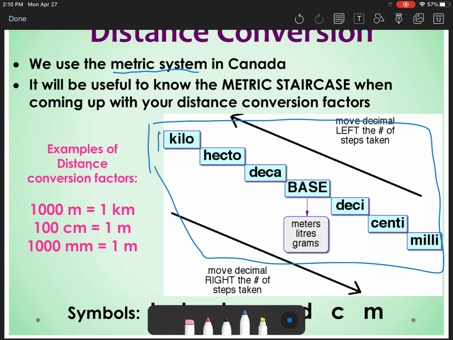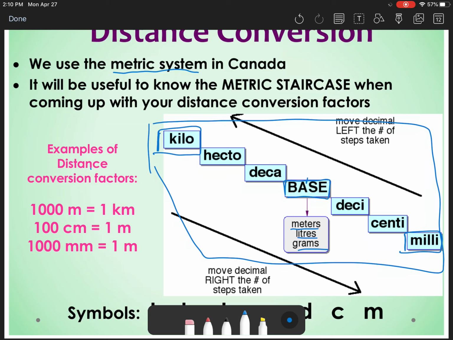Up at the kilo, those are going to be larger units, which means the numbers that represent them are actually smaller. Millimeter is a really tiny unit, so the numbers that represent them are going to be very large. This base in the center here can be used to represent meters, liters, or grams. Those are part of our metric system.